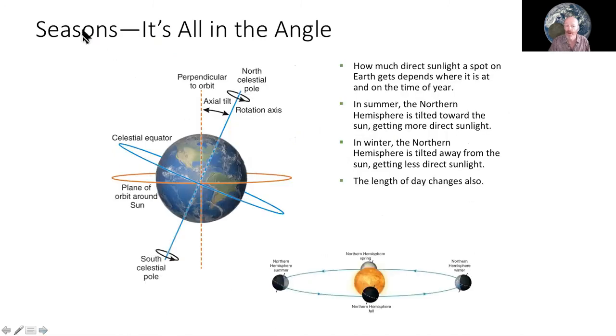But again, remember, seasons are all because of the tilt. Sometimes we're tilted towards the sun. Notice when we in Indiana are tilted towards the sun, Australia is tilted away from the sun. So the opposite seasons will happen on the opposite part of the planet. In the north, when it's summer, it's winter down south.